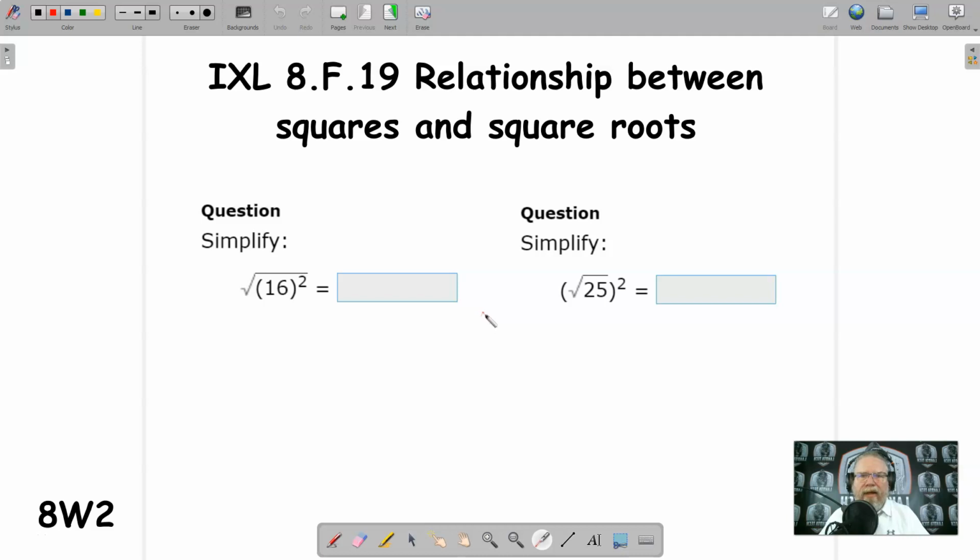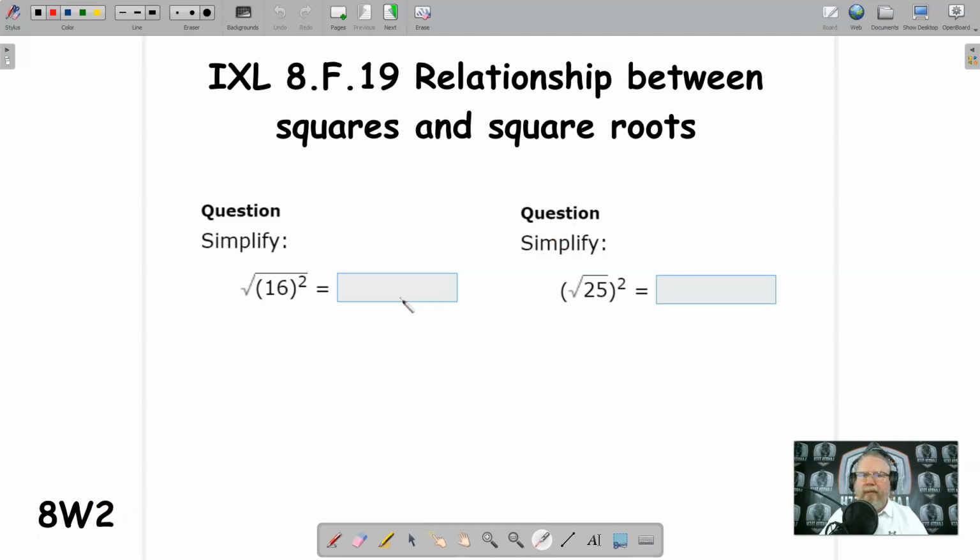Hello, this video is for IXL Activity 8.F.19. This lesson is titled Relationship Between Squares and Square Roots, and the 3-character code for this activity is 8W2. So you can see here our first two questions.